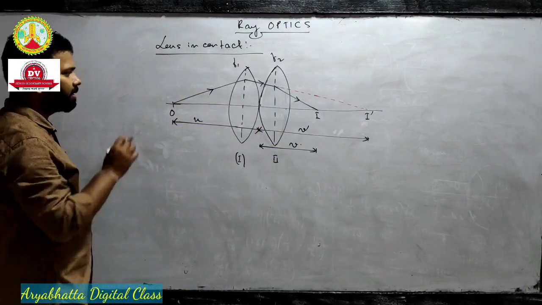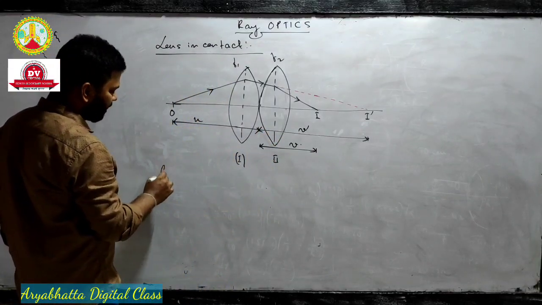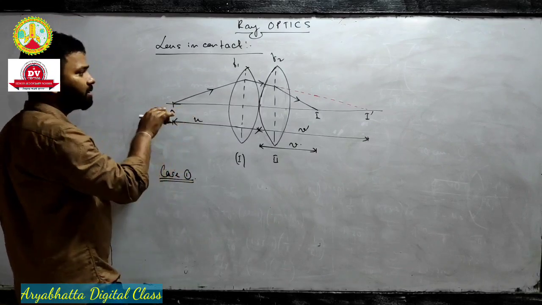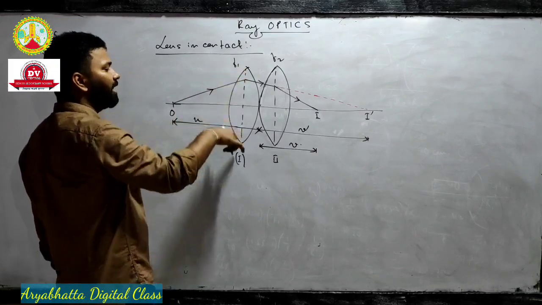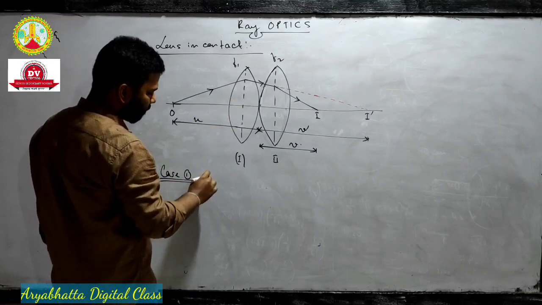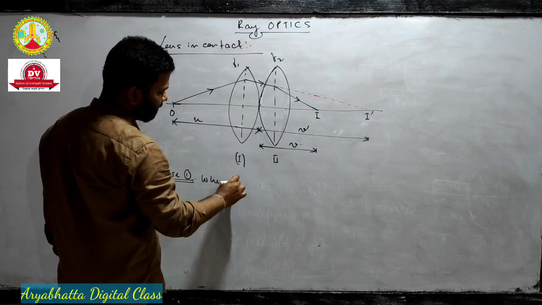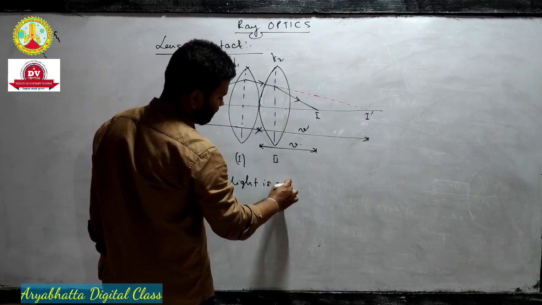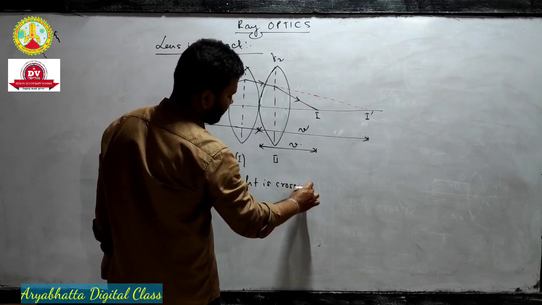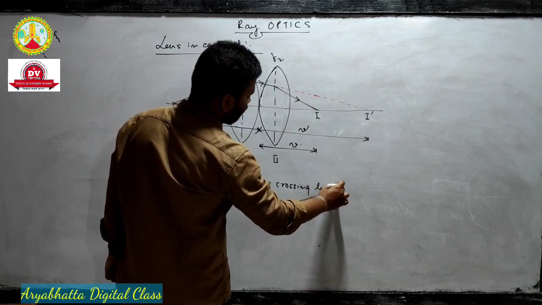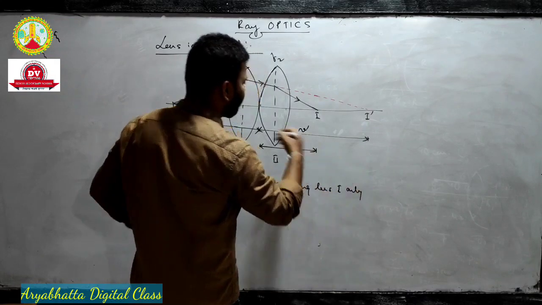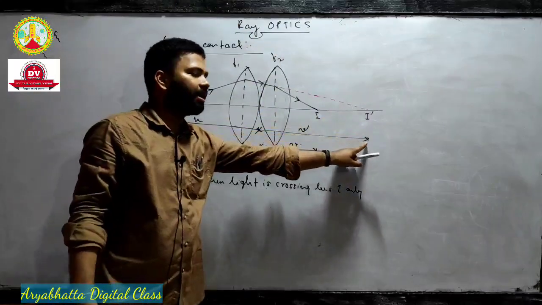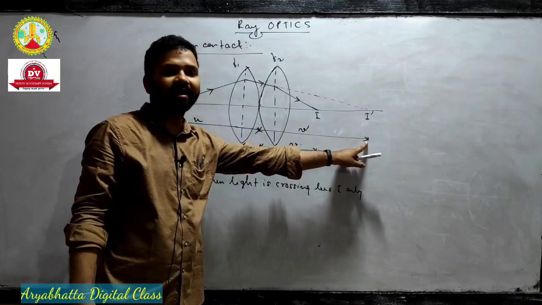Okay? Now for the case 1, meaning when the light is crossing only lens number 1, when light is crossing lens 1 only, you forget about lens 2. So where would the image form? Image would have formed at this position.